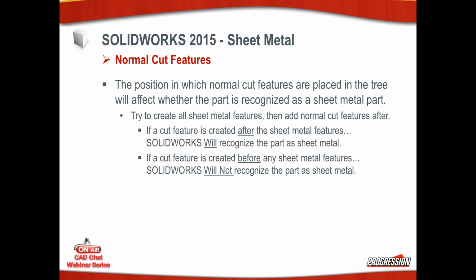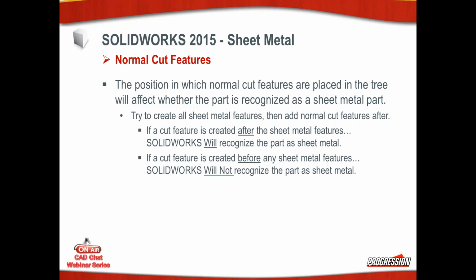Now, if you go in and you start creating sheet metal features, and then you do normal cut features, and then you do more sheet metal features after some of the normal cut features, SOLIDWORKS will no longer recognize that part as a sheet metal. So you might have to reorder some of those features in your tree.